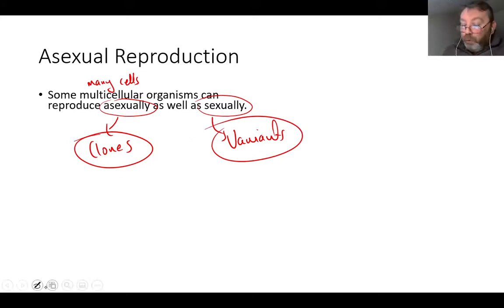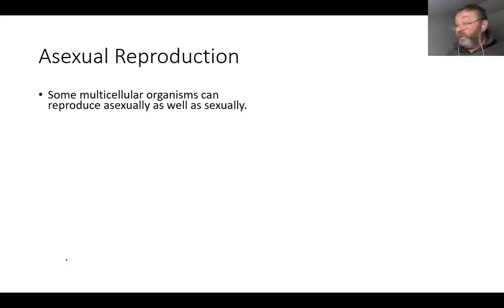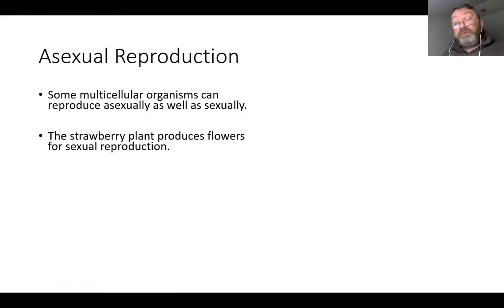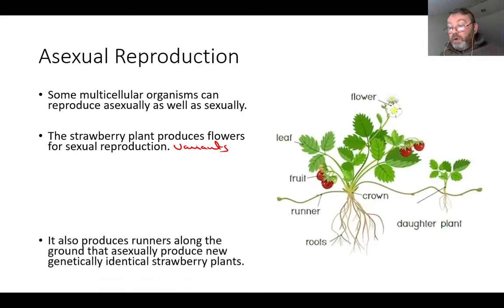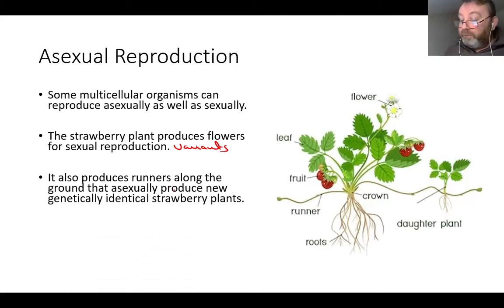One plant that we're all familiar with that can do this is the strawberry. The strawberry plant produces flowers for sexual reproduction. That's how it gets its variants. But it also produces what we call runners along the ground that reproduce asexually to give rise to your clones. If you take a look at this diagram, flowers in plants are the way that they sexually reproduce.